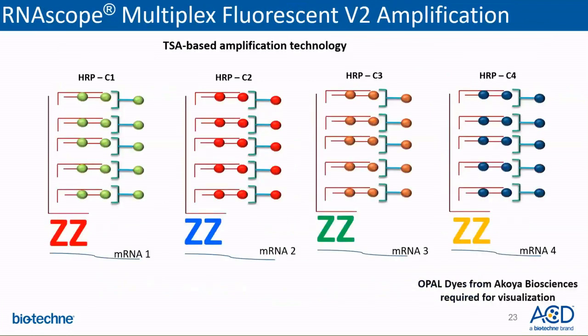The fluorescent multiplex V2 assay can be used to detect up to 4 mRNA targets. Here, 4 independent amplification trees are built. The C1, C2, C3, and C4 probes will have their individual amplification trees built from the mRNA target. The signal can then be visualized using the Opal dyes or TSA Plus fluorophores.